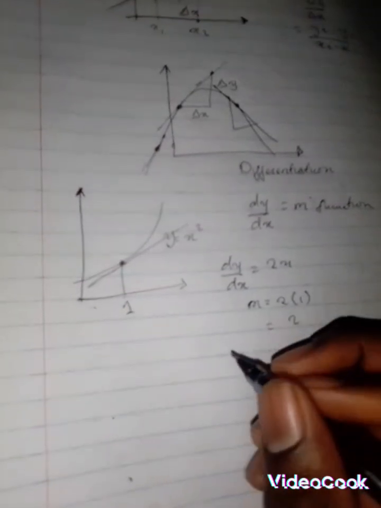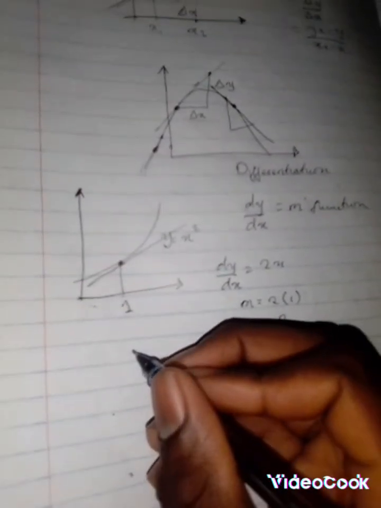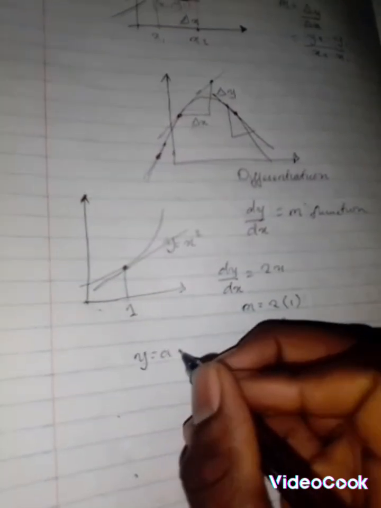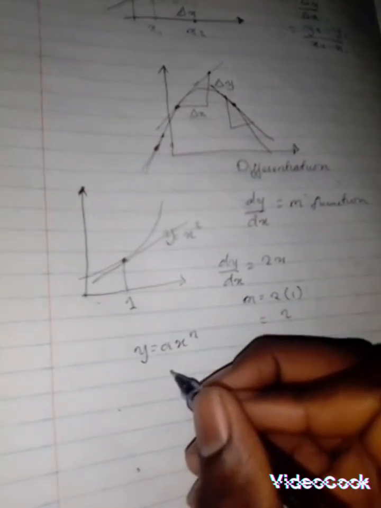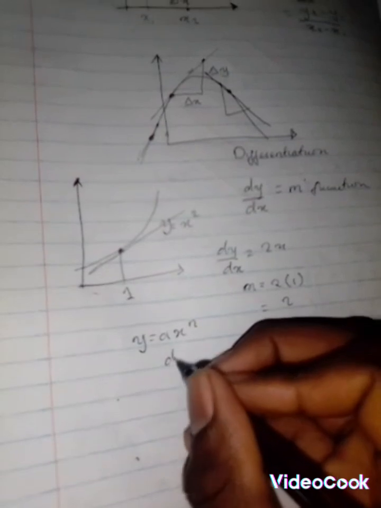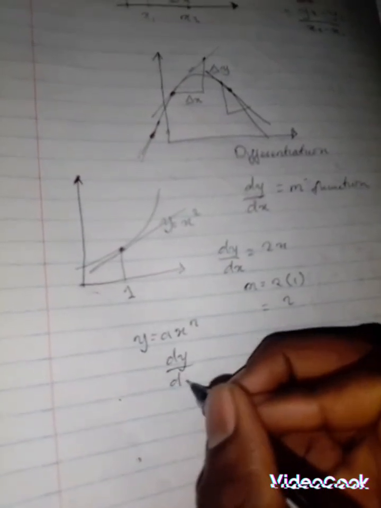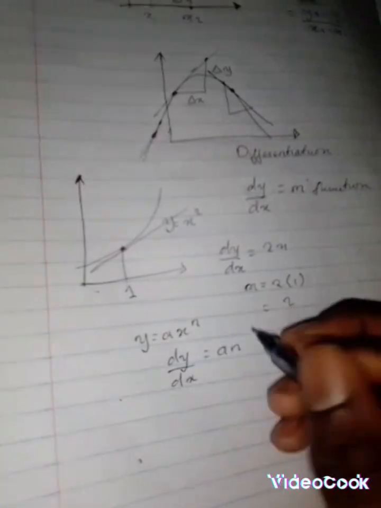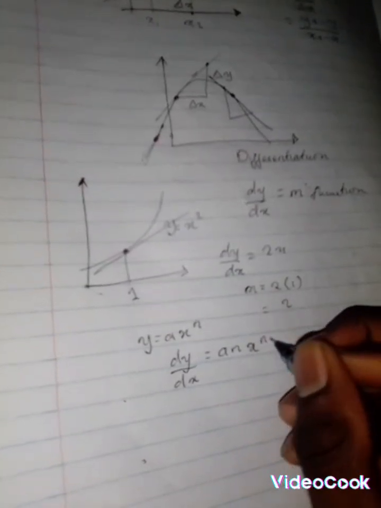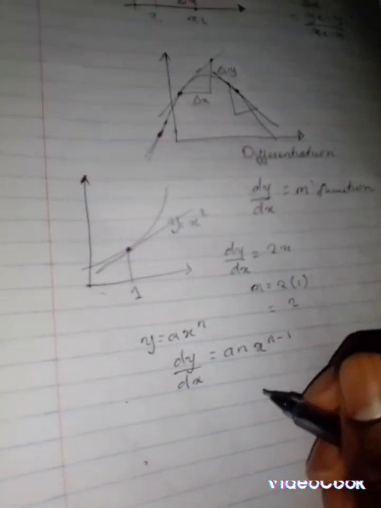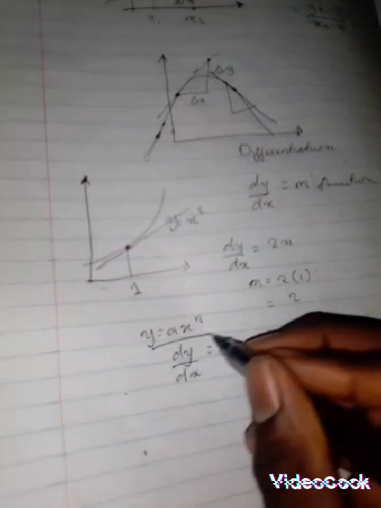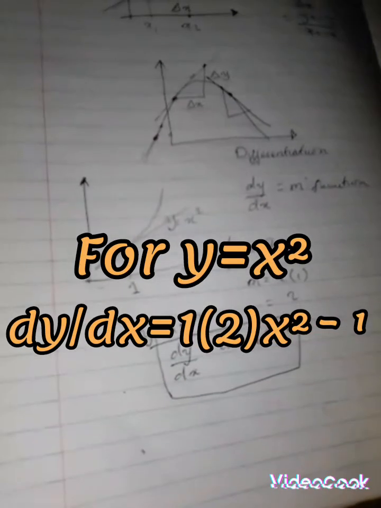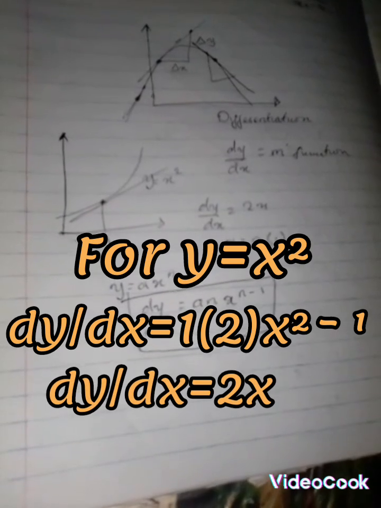Now, let's get into how we even got the gradient function in the first place. So suppose we have an equation y equals ax raised to the power of n. In order for us to find the dy dx, or the gradient function, we need to multiply a by n, the power by the coefficient, and then we're going to reduce the power by 1. Yeah, and that's how we find the gradient function. So in that case, where it was x raised to the power of 2, multiply 1 by 2, and then reduce 2 by 1.